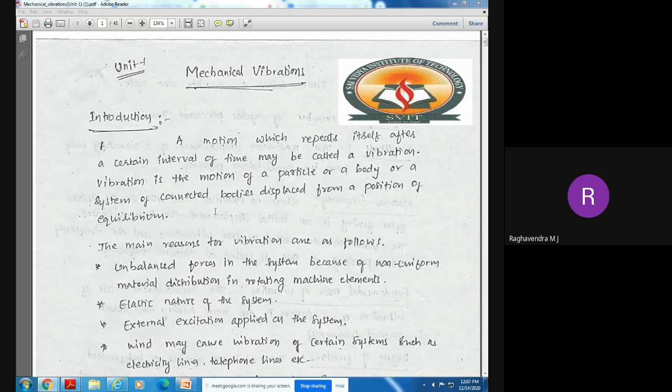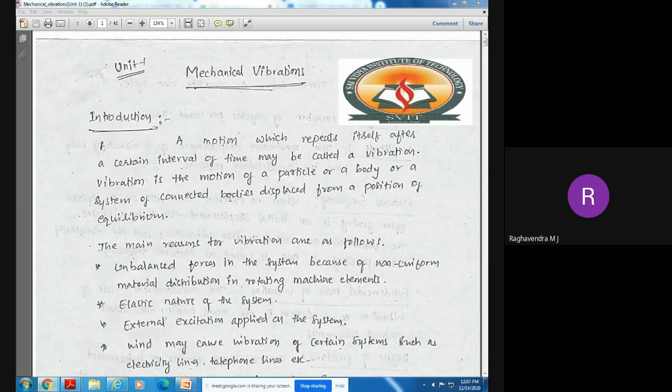Today I will give you some introduction about the basics of mechanical vibration, which is coming in module 4. So the overview of this introduction is: what is a vibration, what are the causes of vibration, what are the effects of vibration, how to prevent the vibration, and what are the different types of vibrations. So I will tell you what is a vibration.